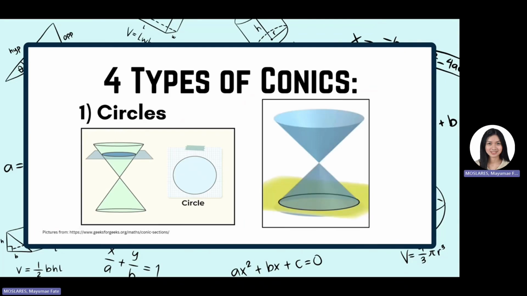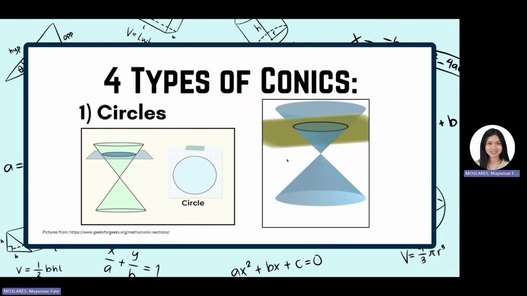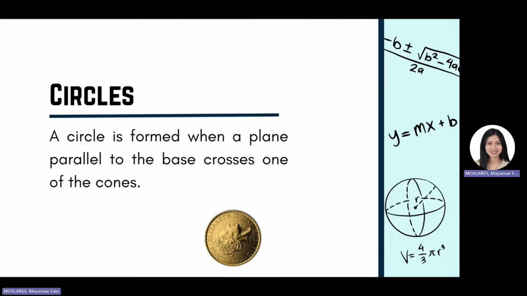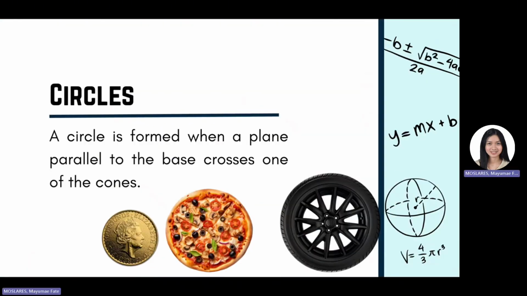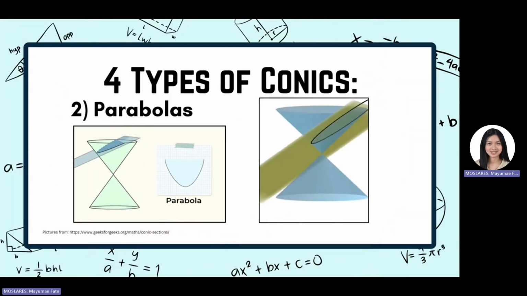Let's start with circles. A circle is formed when a plane parallel to the base crosses one of the cones. All points on a circle are equally distant from a central point. Think of coins, pizzas, and even wheels as an example. How fascinating, right? Moving on with parabolas.